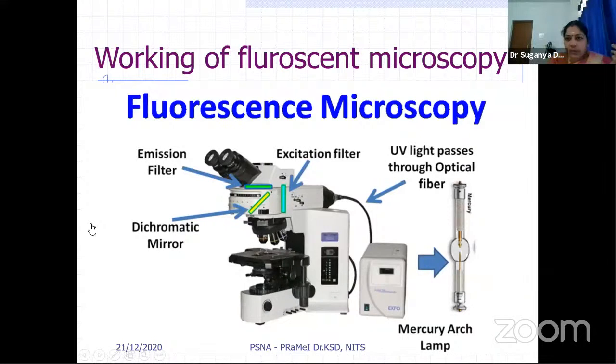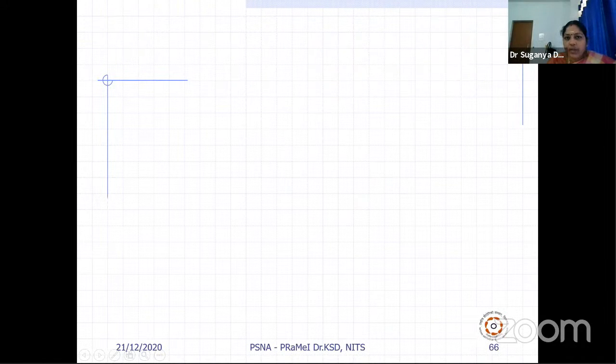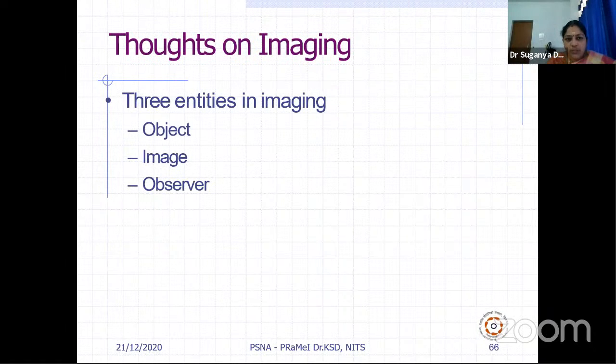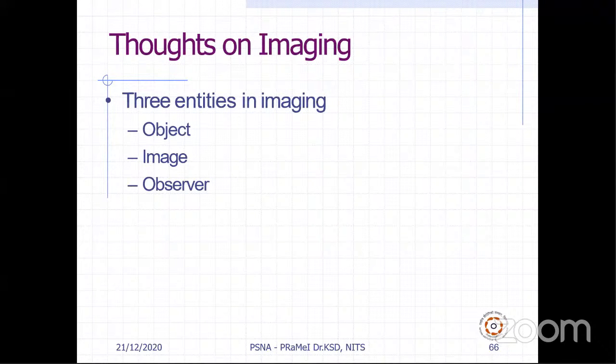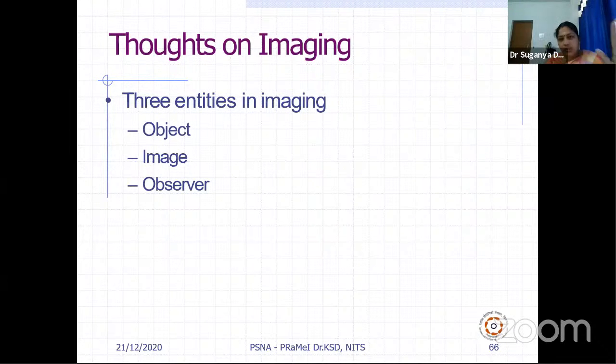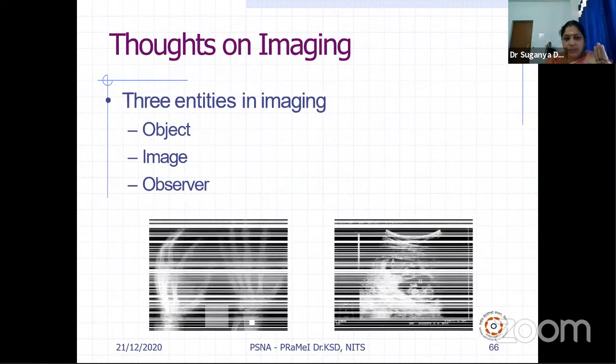So this is the fluorescent microscopy. I think I can skip this, otherwise I will not be sharing about the AI and these parts. So thoughts on imaging: all image processing techniques will have these three things. One is the object. The object will be captured as an image, and the observer will be there. So these are the three entities in imaging.